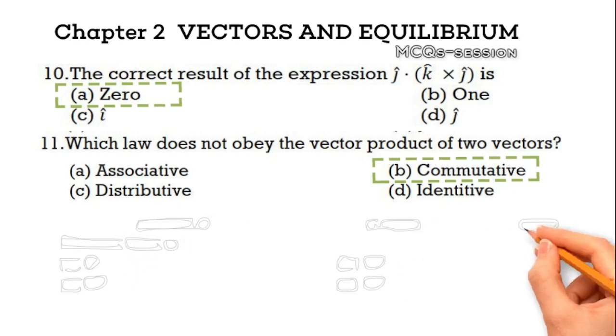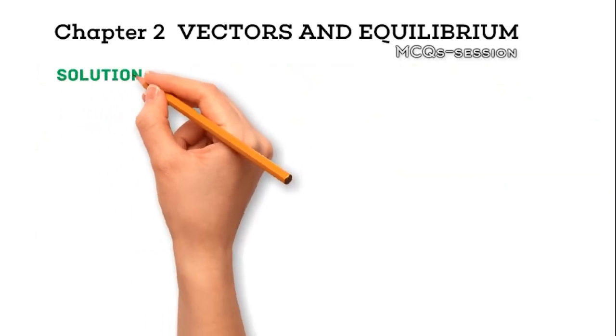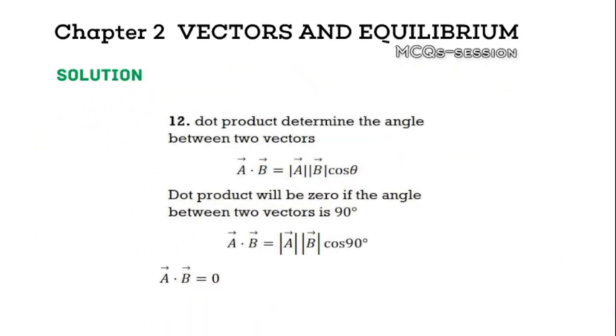This breaks the commutative property. Question 12. The scalar product of two non-zero vectors is equal to 0 when the angle between them is? Options: A, 0 degrees, B, 30 degrees, C, 60 degrees, D, 90 degrees. Pause and think about this one. The correct answer is D, 90 degrees. Explanation. To prove this, we use the definition of dot product. If the angle between two vectors is 90 degrees, then A dot B equals 0, hence the scalar product or dot product of two vectors is 0 when the vectors are perpendicular.